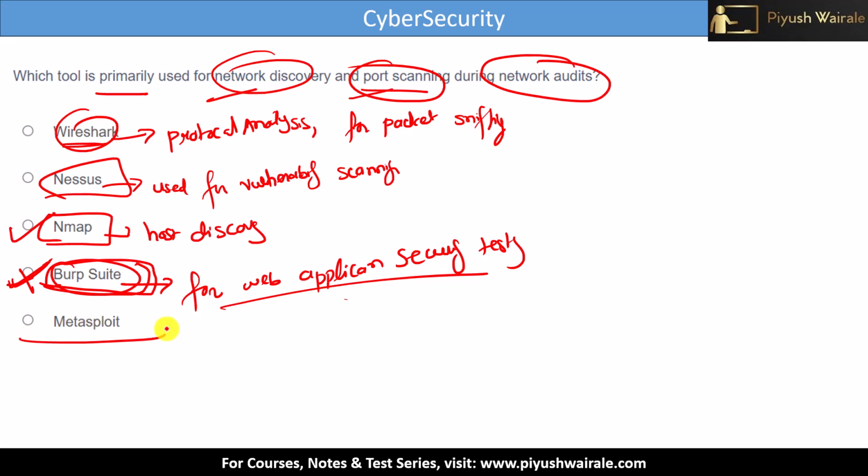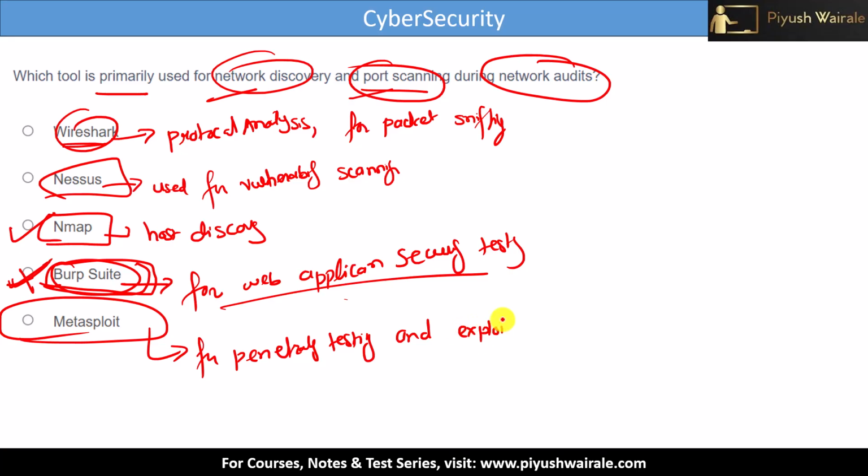What about Metasploit? Right? So it is used for what? For penetration testing and exploitation here. Okay. So option C is correct here, Nmap. It is used for network discovery as well as port scanning, right? And service detection here during the network audits. So these are the other tools used for different purposes.